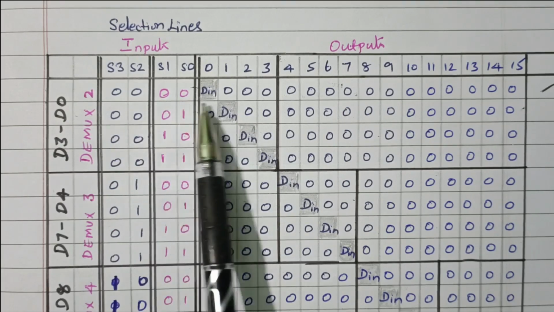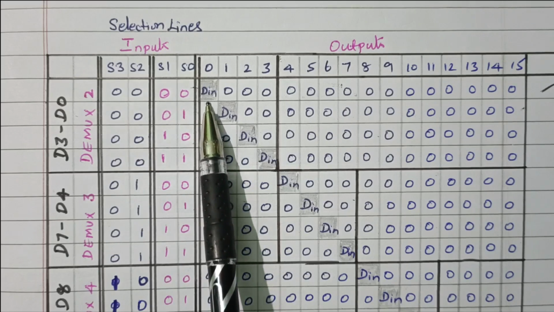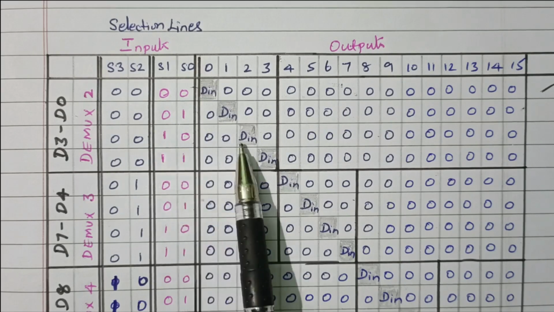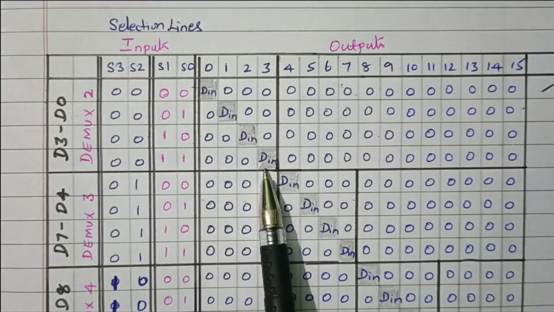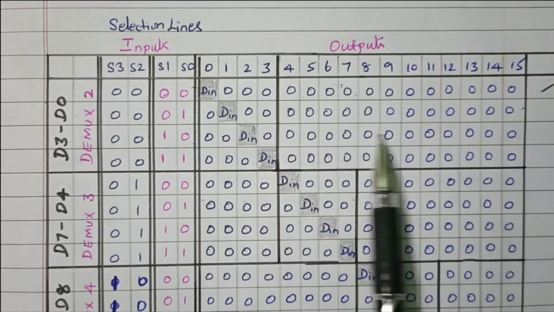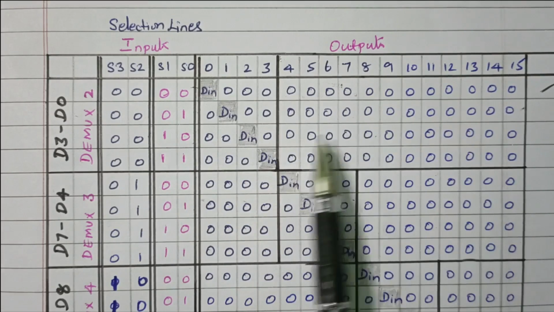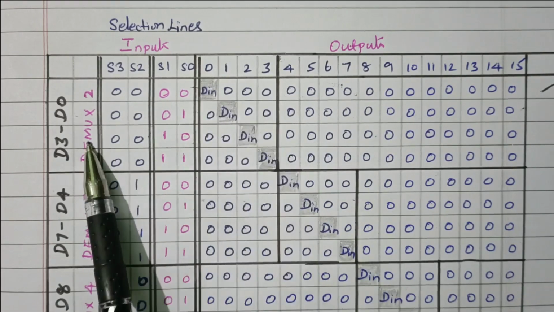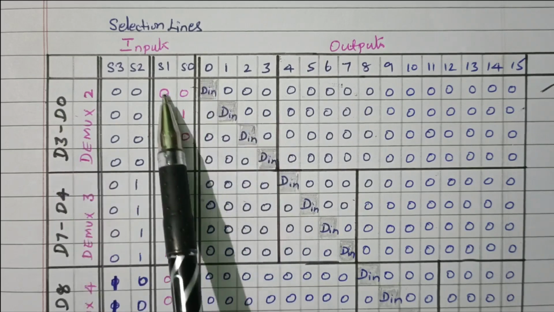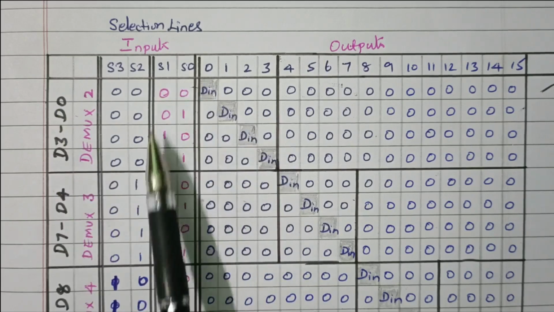If it is 0 0, the first data will be available, in the first position. 0 1 means second position. 1 0 means third position. 1 1 means fourth position. All remaining data are zeros. These dmux are not enabled. Only this dmux2 is enabled. We are getting the data from D0 to D3 based on the selection lines S1 and S0.